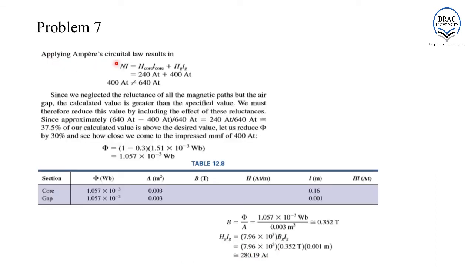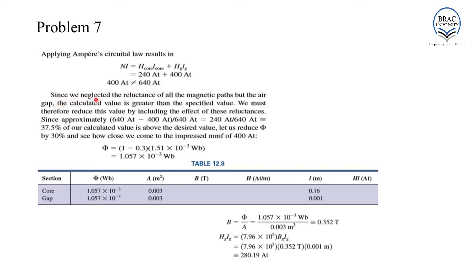Applying Ampere's circuital law results in Ni equals H core L core plus Hg Lg. So, the magnetic flux phi core, which we have calculated in the previous slide, using that value, if we try to determine Ni, then that value will be 640 ampere turns. Whereas, using the values given in the question, if we determine MMF rise, that will be 400 ampere turns. These two values are not equal.